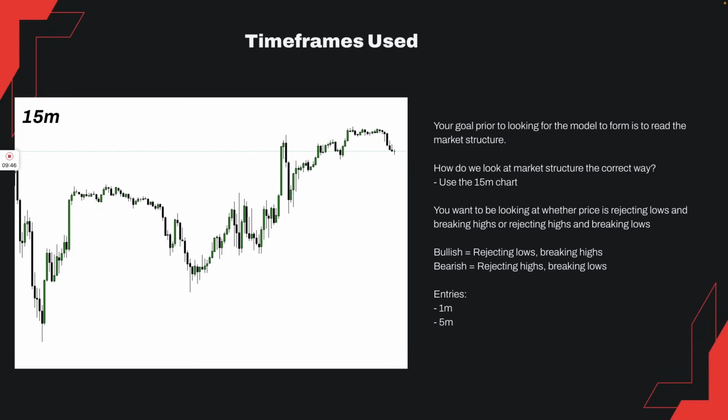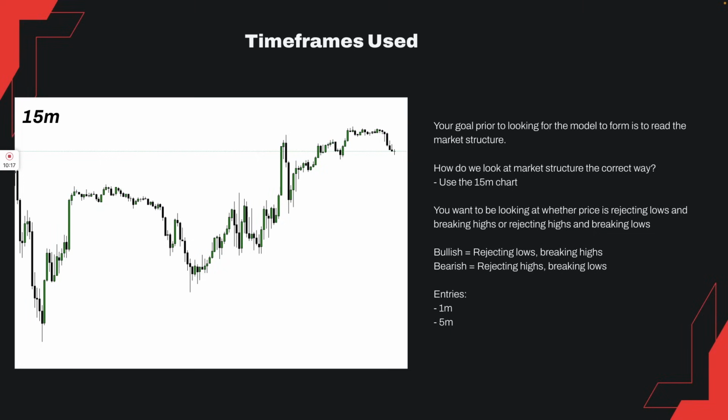Head over to a 15-minute chart, and you want to basically verify whether price is rejecting lows and breaking highs, or rejecting highs and breaking lows. From my previous videos, I have basically explained this. However, I will repeat. Bullish order flow means we are rejecting lows and breaking highs. Bearish order flow is the complete opposite. We are rejecting highs and breaking lows.